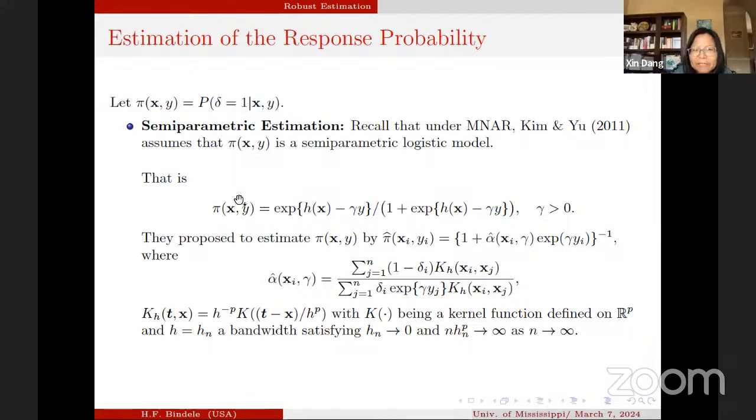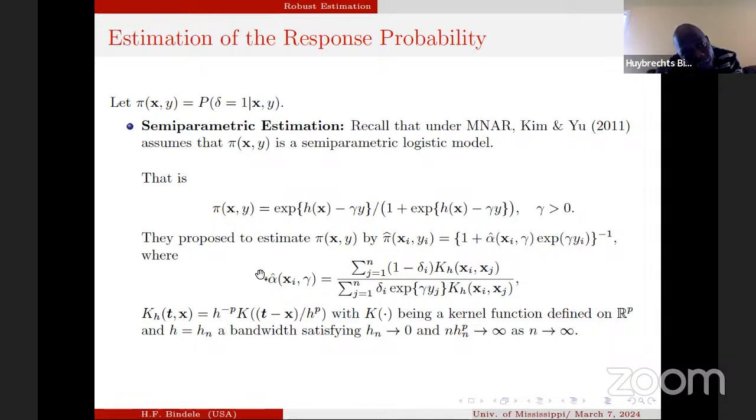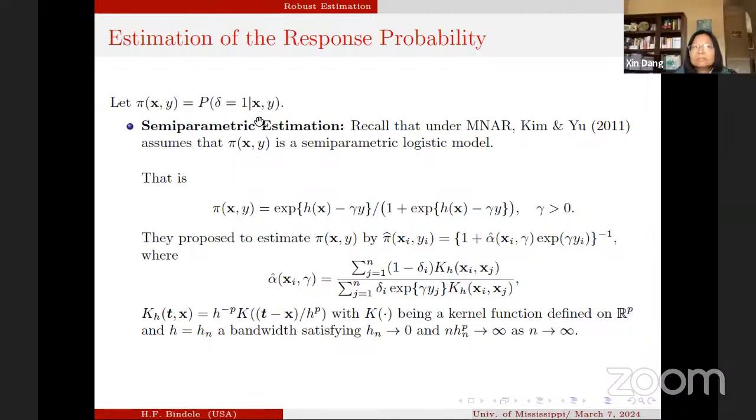So your alpha hat is based on the observed y values, right? Or the complete data. So this is on the complete data to estimate this alpha hat. Yes. Otherwise, how are you going to estimate it if you do not have data? So the idea is to estimate the probability of delta equals 0, because that is the one that matters. In fact, you see this pi of x and y, which is the probability of delta equal to 1 given x and y.